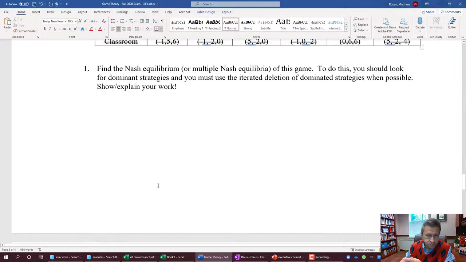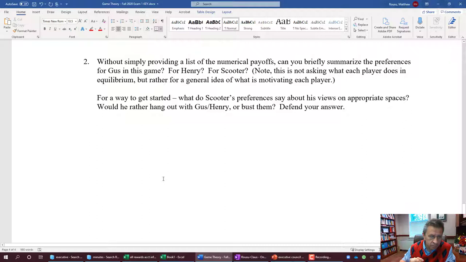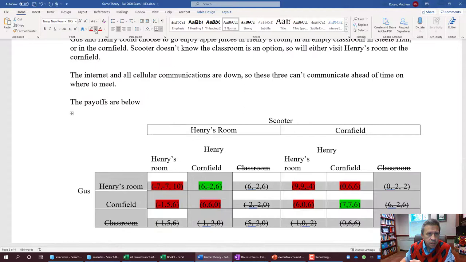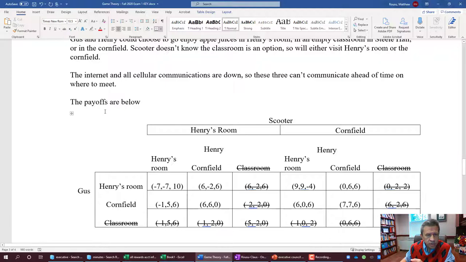The second one says, without simply providing a list of numerical payoffs, can you briefly summarize the preferences for each player in the game? So I put a note in here, right? I'm not asking what the equilibrium is or the equilibria. You found that already. But can you use the payouts to find what's motivating each player here? Okay. For that, I'm going to go ahead and uncolor and unstrike through everything, so we can just kind of see the game normally again.